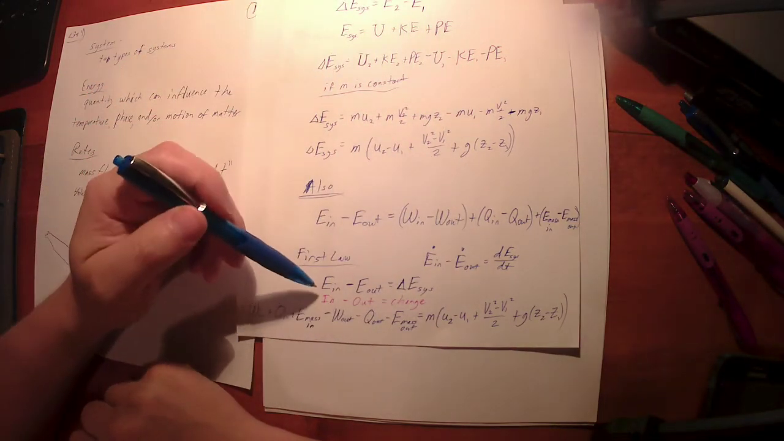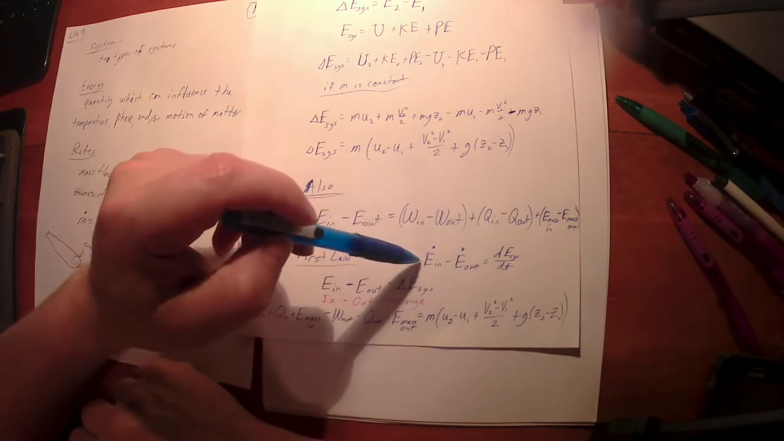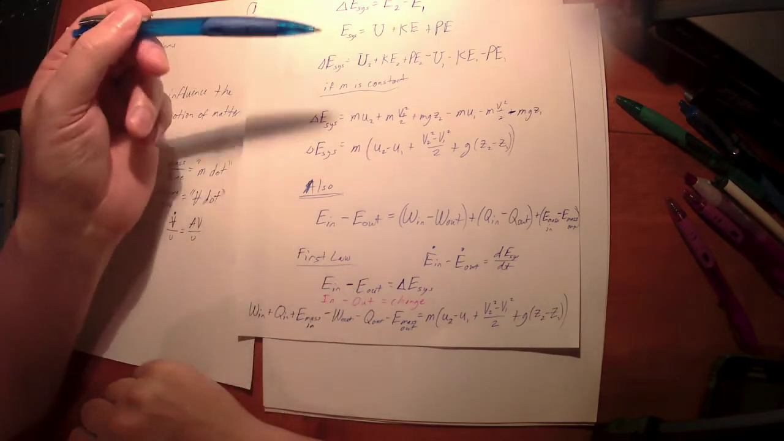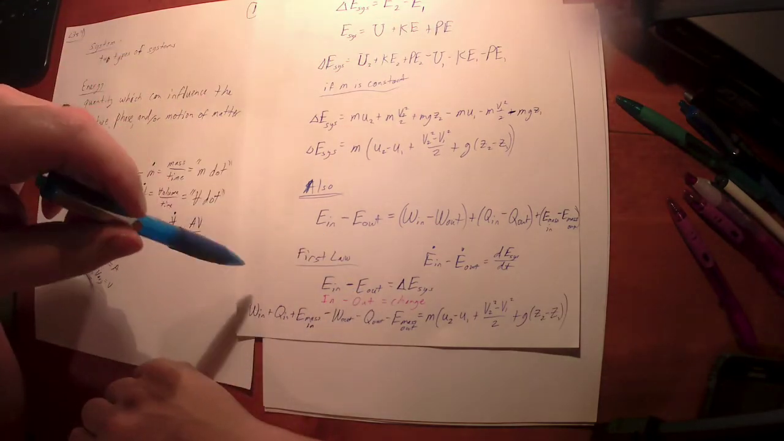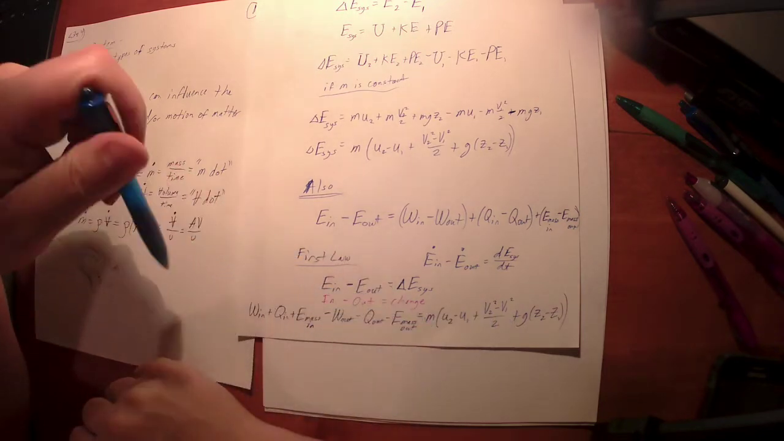We'll simplify it to this, and basically you see what I've done here. I've moved the delta t, or the change in time, over here multiplied by the rates, and that just gives me the total energy in minus the total energy out. That equals the change in energy of the system. And I said, don't try to memorize this long equation. Break it down to its pieces.